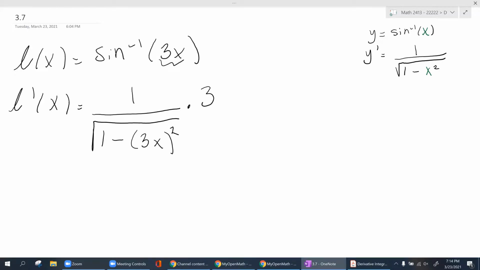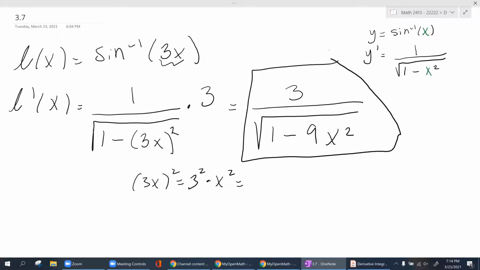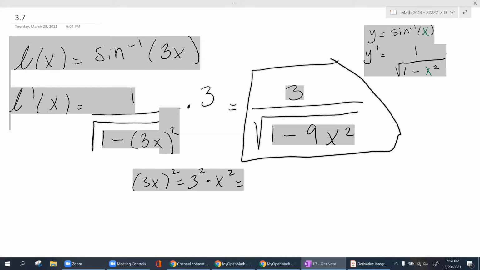Meaning, when I clean this up, 1 times 3 in my numerator gives me 3 over the square root of 1 minus 3x squared. 3x squared is just 3 squared times x squared, which is 9x squared. So in other words, this is 9x squared. And this, ladies and gentlemen, is your final answer. It's still pretty straightforward, nothing too difficult. We're still applying the rules that we know.